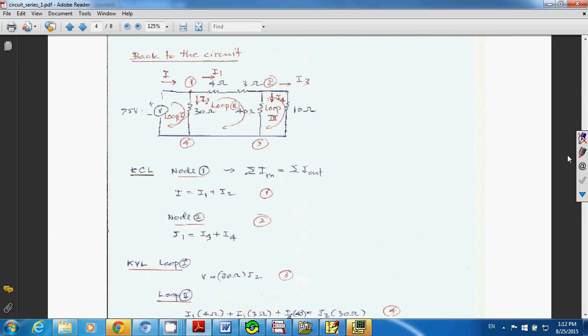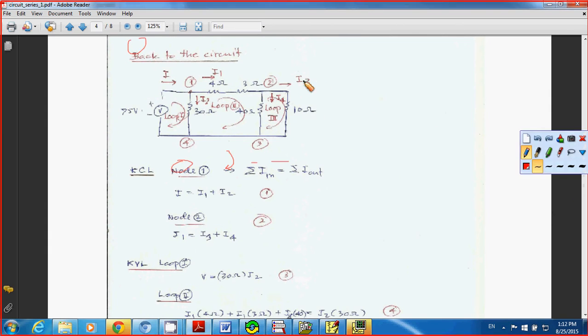Now back to the circuit. If I specify the current at this point to be I1 here, I2 here, I3 here, I4 here, that means you have 5 unknowns, right? And you require 5 equations to be able to solve for all the currents. After that, you can find the voltage drop across each resistor, because you know how much current is flowing into that resistor.